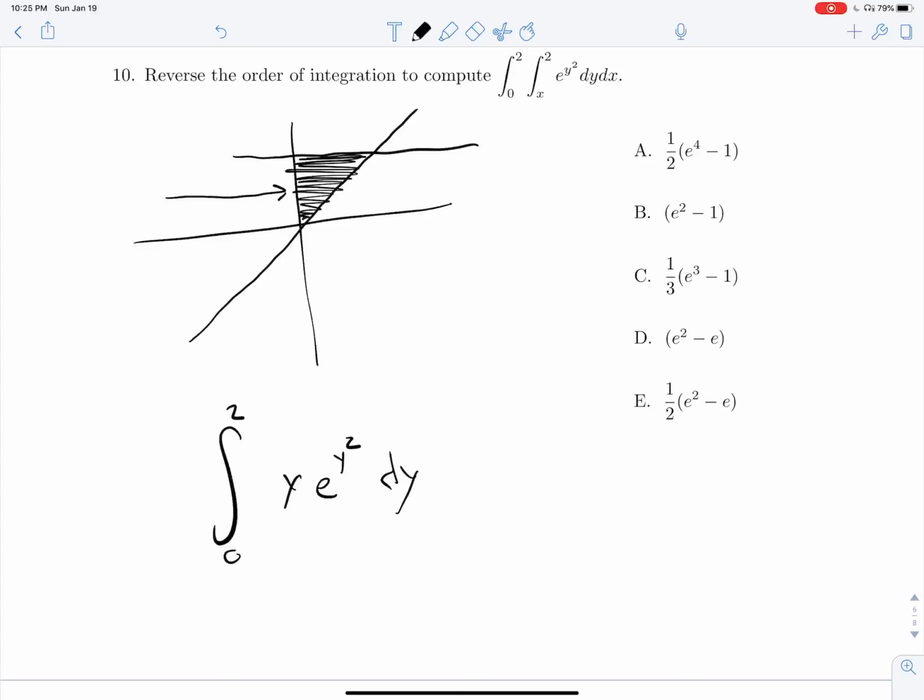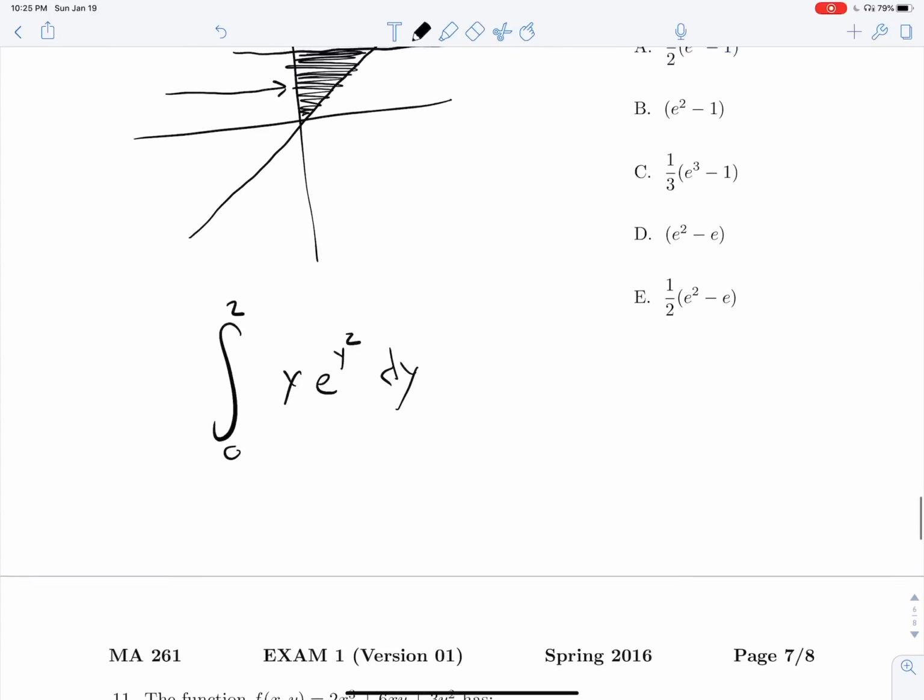So we have to do something like this, but now we're left with something that we can deal with pretty easily. We'll set u equal to y squared, du will be 2y dy, and then our bounds on integration are going to change from 0 to 2 to 0 to 4, and then this will become e to the u over 2 du.